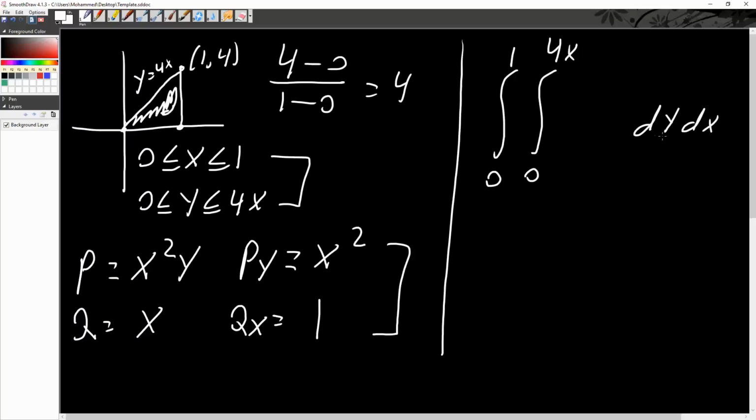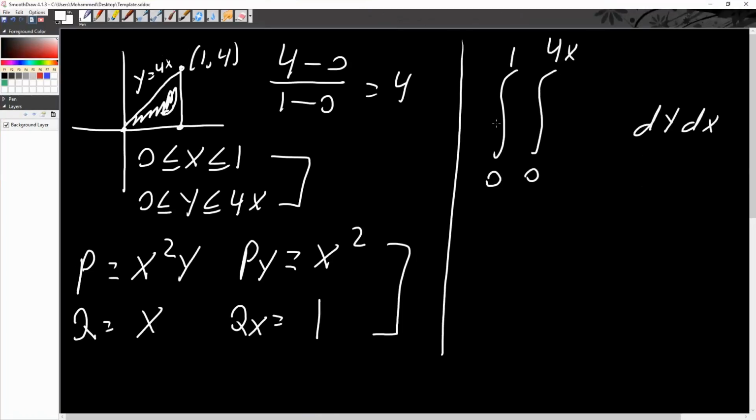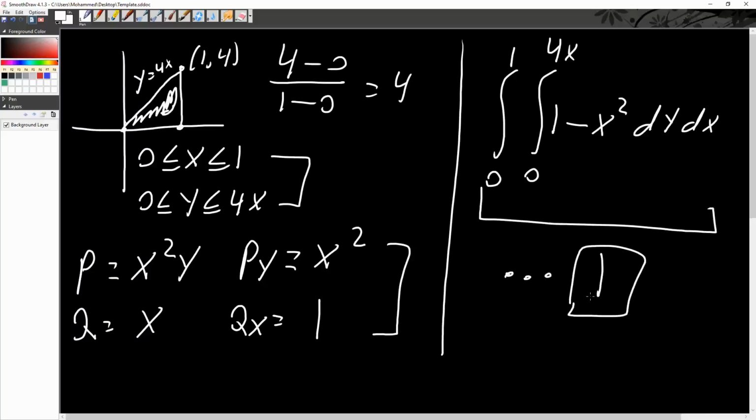The reason I'm choosing dy dx is because if we had 4x here and a 1 here, our final answer would have an x in it. By doing it this way, we would have a concrete final answer. We're going to want to do Qx minus Py, so that is 1 minus x squared. And if we were to solve this double integral, we would get 1 as our final answer. And that's all we need to do.